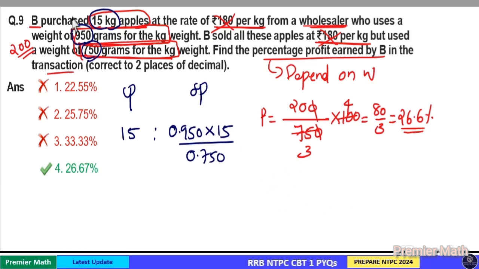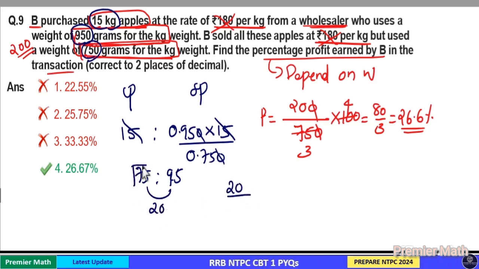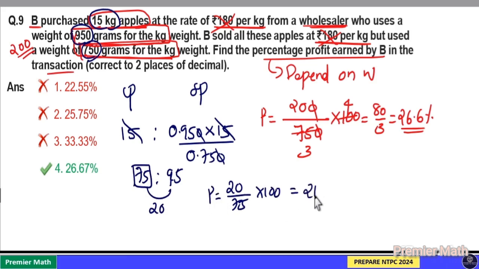Same thing happens here. Now 15 cancels. Here 0.95 by 0.75 means 95 by 75. This means 75 to 95 is the cost price to sell price ratio. Now the difference is 20. This 20 is generated upon this cost price 75 into 100. So profit is the same, 26.6%.